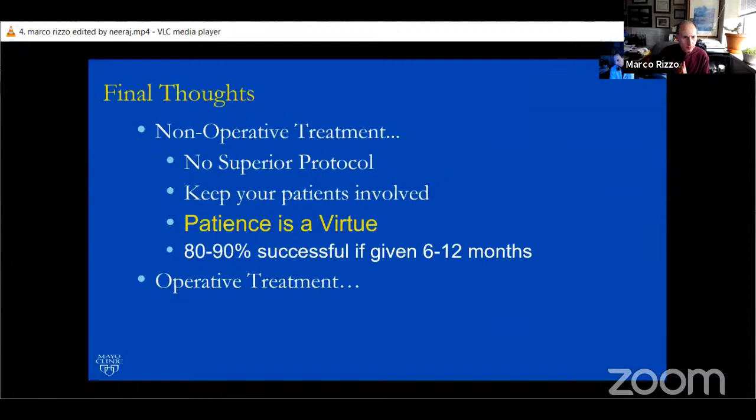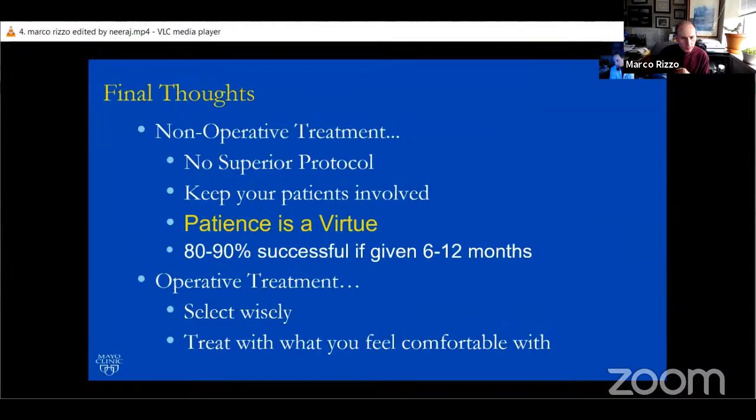When considering operative treatment, select wisely. Take your time. Make sure you've exhausted the conservative treatments and treat with what you feel comfortable with. Thank you.